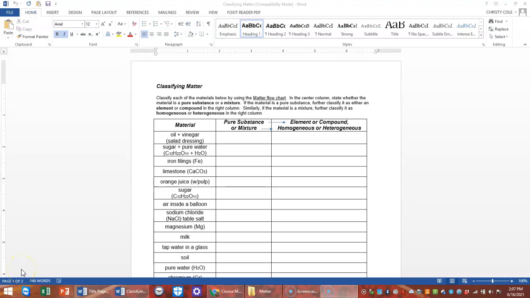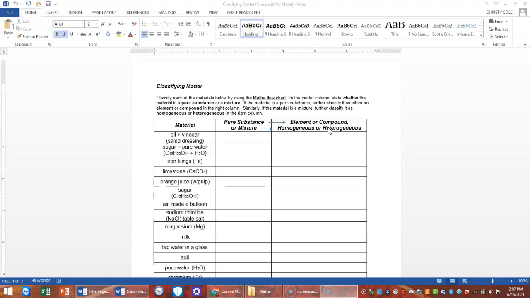Okay, for this you're going to use the matter flowchart that you just filled out. In this center column here, you're going to state whether it's a pure substance or a mixture. That's all that goes in this column, either pure substance or mixture. If it's a pure substance, then you decide if it's an element or compound. So element or compound would go here. Or if it's a mixture, you decide is it homogeneous or heterogeneous.